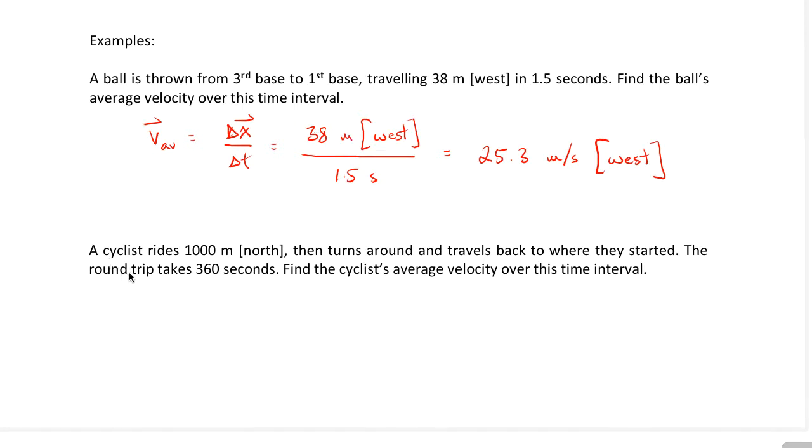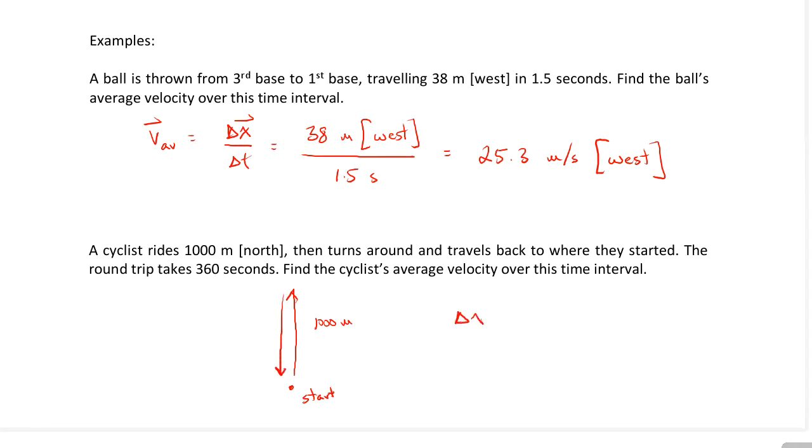Okay, here's another example. A cyclist rides 1,000 meters north, then turns around and travels back to where they started. The round trip takes 360 seconds. Find their average velocity over that time interval. So before we get too far in this, just notice what's happening. This person is going from the start. They're going 1,000 meters north, and then they are turning around and coming right back to where they started.